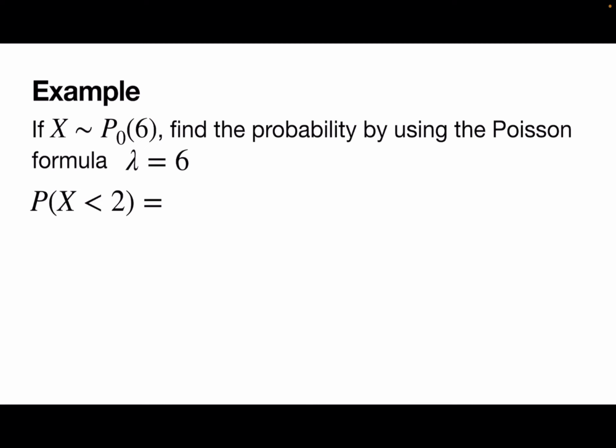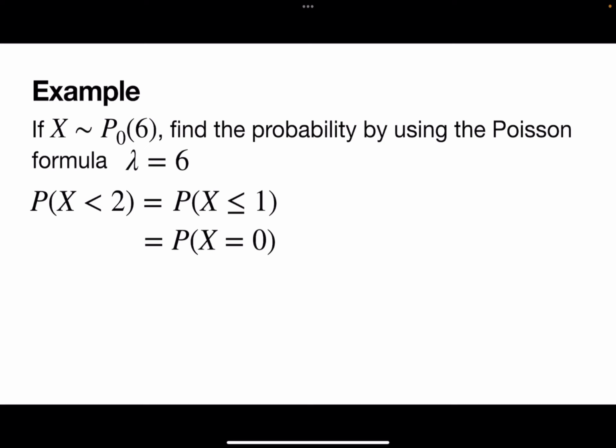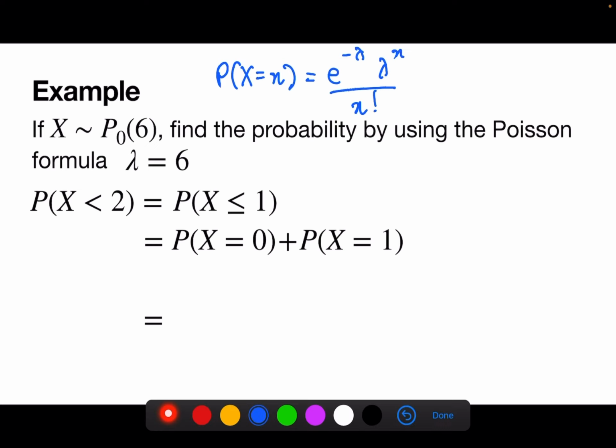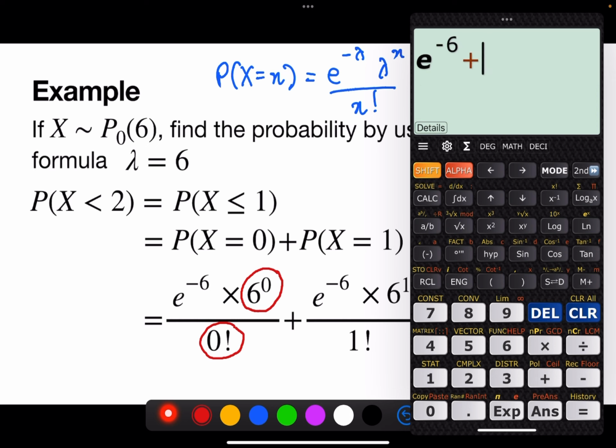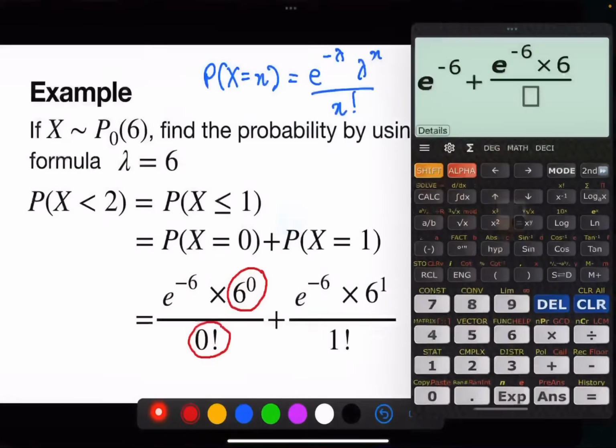Our Poisson distribution starts with what? X equals 0. Very good. So less than 2 also means probability of x less than or equal to 1. So we're just going to start with probability of x equals 0 plus probability of x equals 1, and substitute into the formula. Exponent negative 6 times 6 power 0 over 0 factorial. 6 power 0 is 1, and 0 factorial is not 0, the value is 1. Plus exponent negative 6 times 6 to the power of 1 divided by 1 factorial. Exponent negative 6 plus exponent negative 6 times 6 divided by 1 factorial.